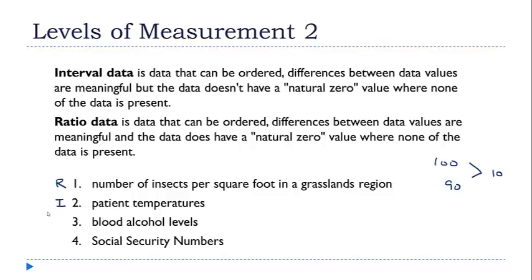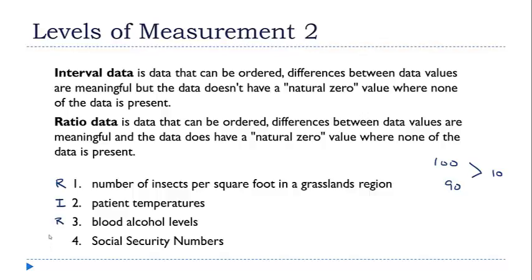Now, thinking about blood alcohol levels, these numbers can also be sorted, and their differences are meaningful. And it's also possible for a person to have a 0 blood alcohol level, and you can't have a level any lower than that. So this data has a natural 0, which puts it into the ratio category.